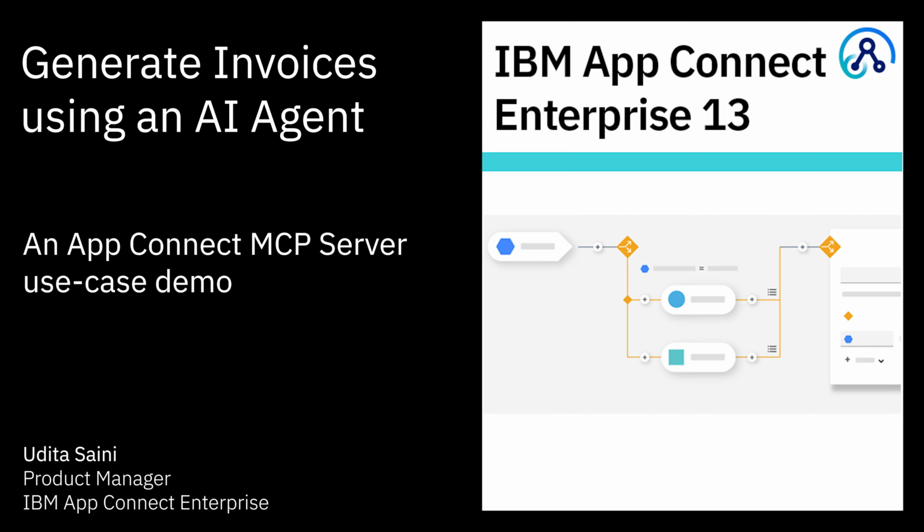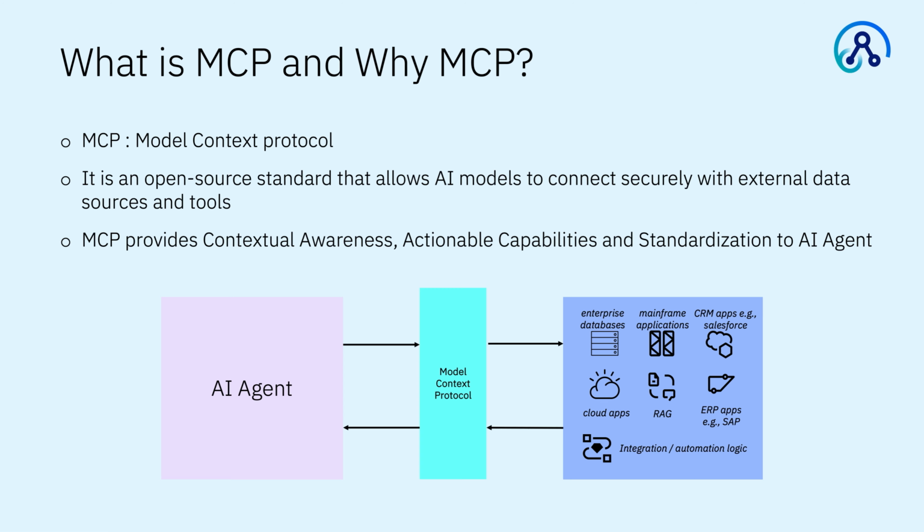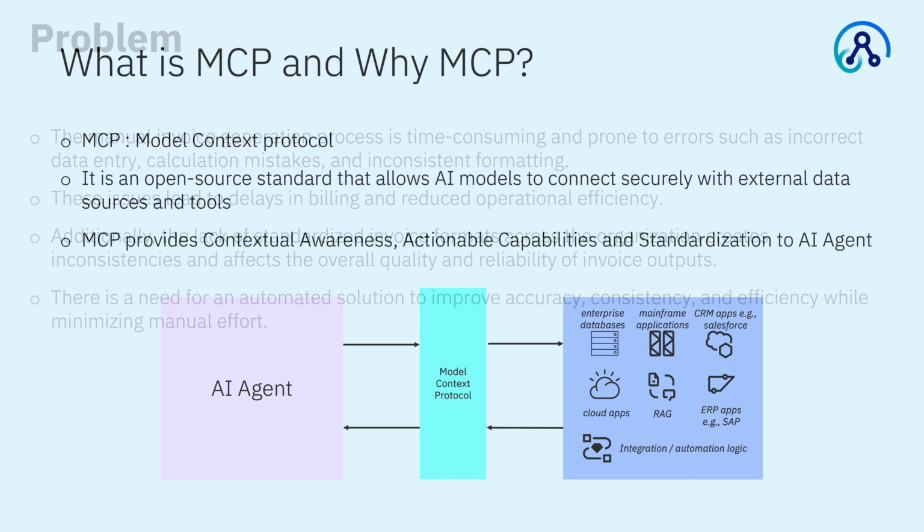In the previous videos, we have thoroughly explored what MCP is and why it is important for securely providing real enterprise context to AI agents. For a quick recap, I have also included a summary slide highlighting the key concepts and benefits of MCP. In this video, we will focus on a practical use case, invoice automation.